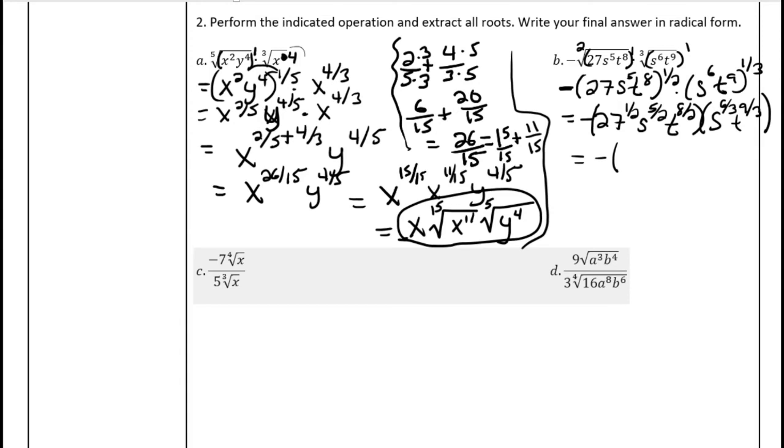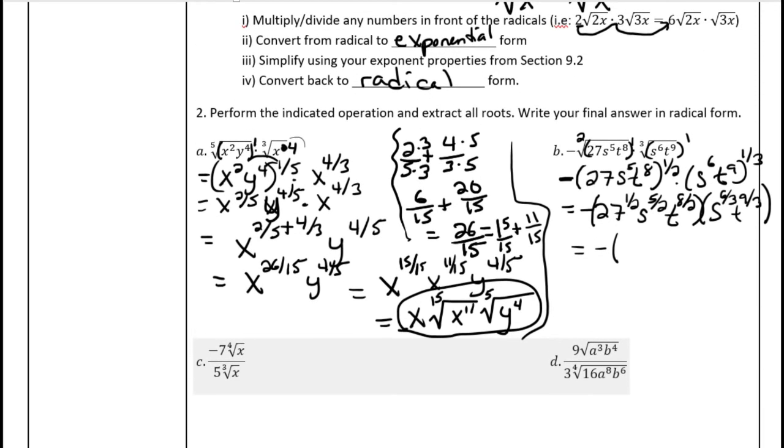So now what we're going to do is simplify the 27 to the 1/2 power. I'm going to do that on the side so that you guys can see that. So 27 to the 1/2 power. We know that's the square root of 27, right?